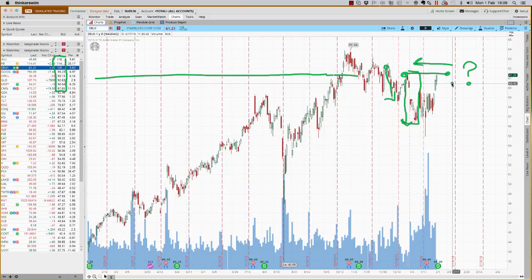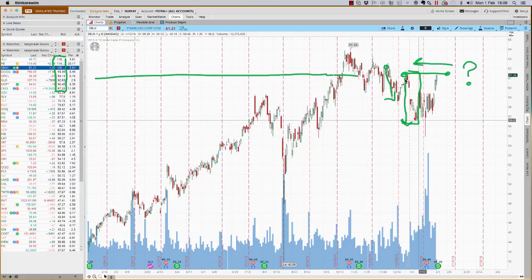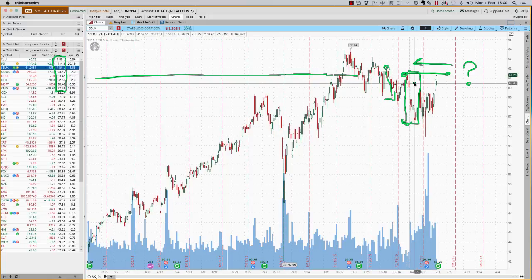So this stays on my watch list, my short list, because the visual inspection tells me that, yeah, this has stopped and it was a level of interest in the past.